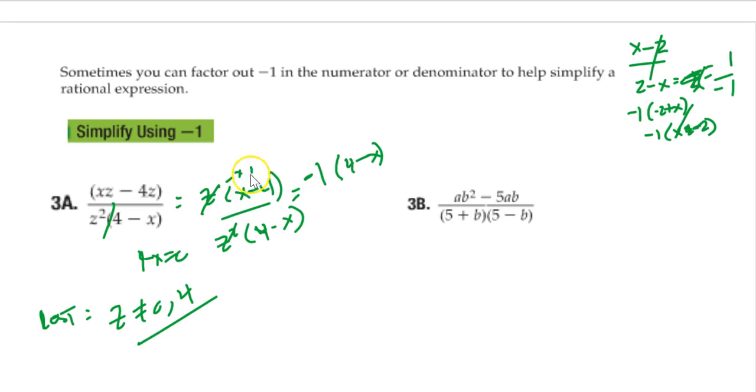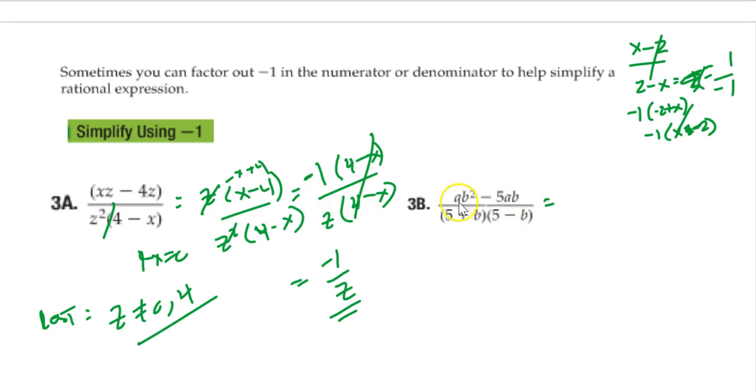That's what it does. It makes this a negative, makes that a positive. That's what factor out negative does. So let's switch them. Makes it easier. And then that's still 4 minus x. These cancel. I just get negative 1. Almost forgot that, just so z there, over z, with these restrictions.